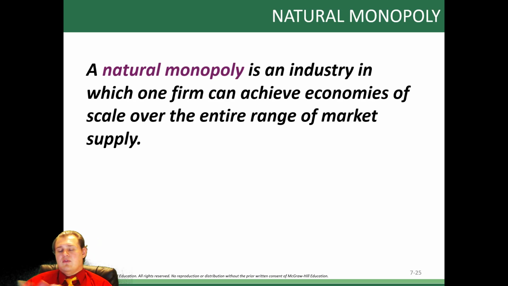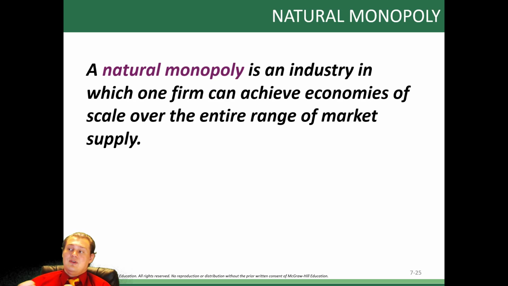Now let's go into some more vocabulary. Natural monopoly is an industry in which one firm can achieve economies of scale over the entire range of market supply. So a natural monopoly is where it makes sense to have one person do it because it's going to be better for the market. That's why it happens naturally. If something happens naturally, it means it's better for us in general.